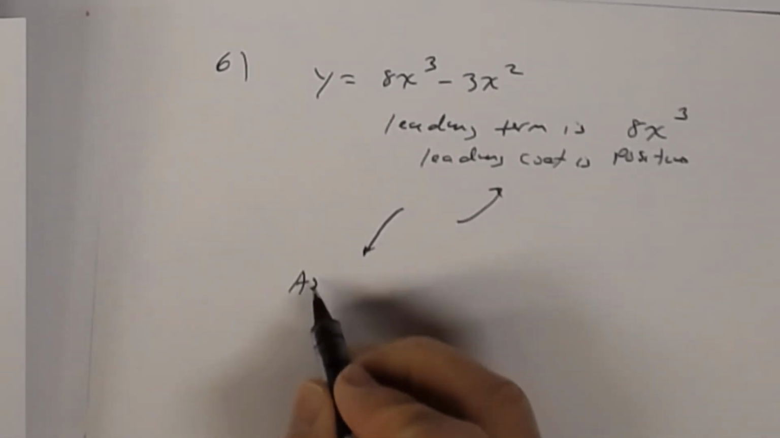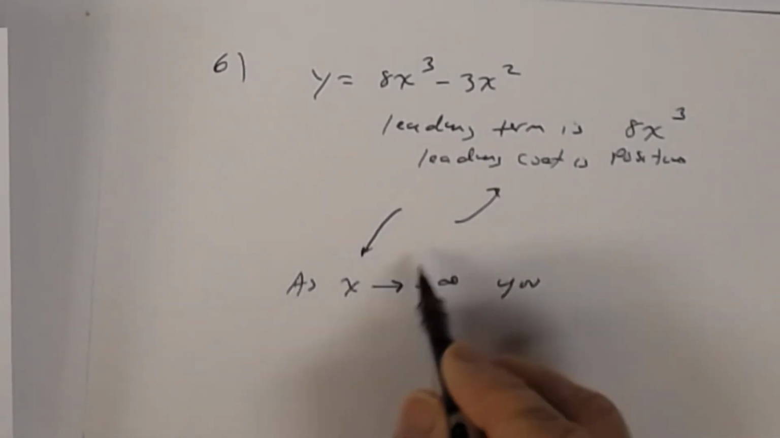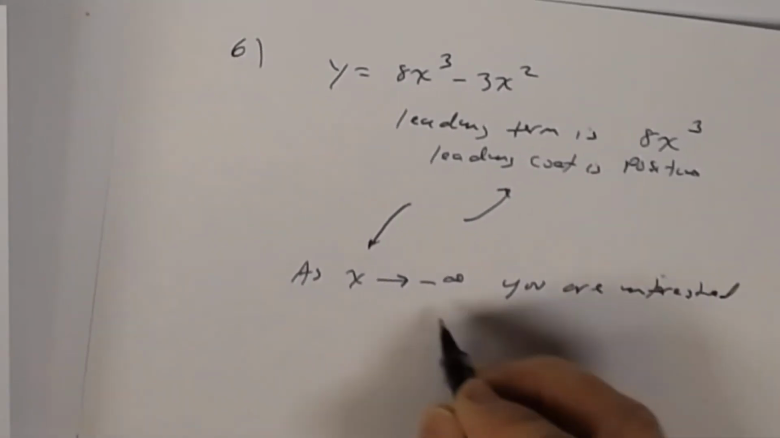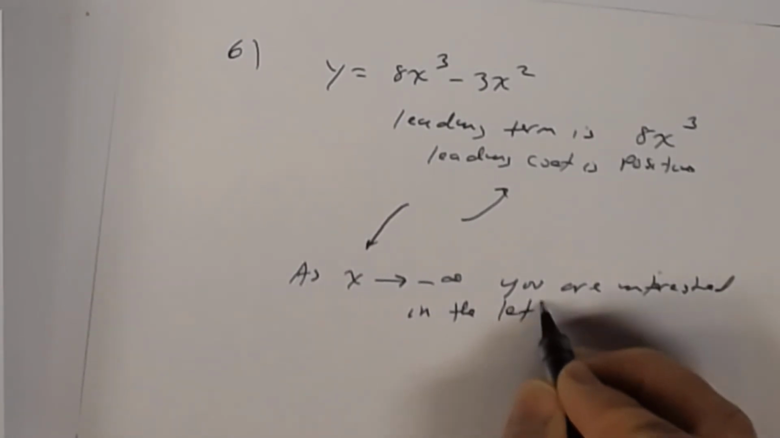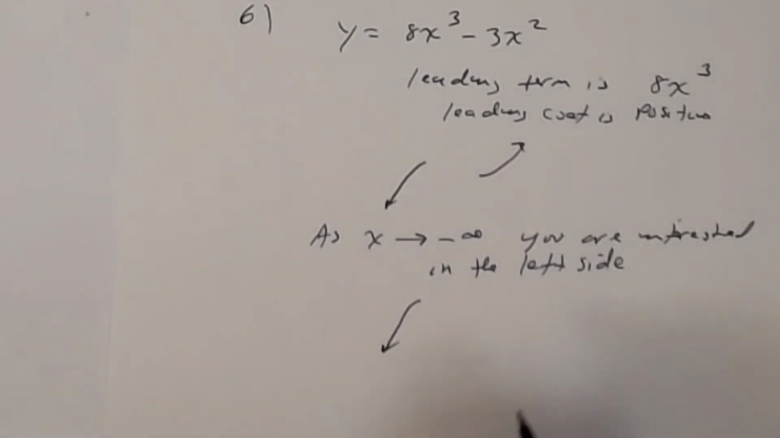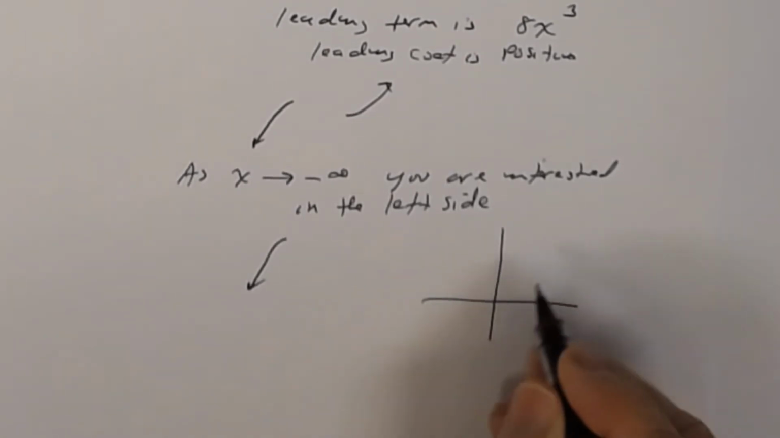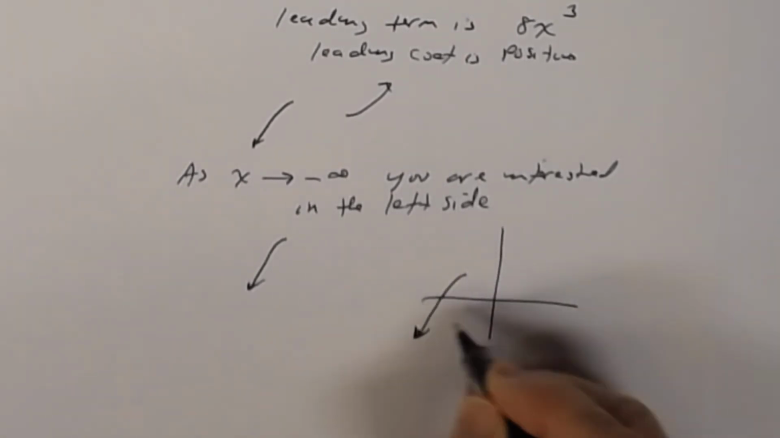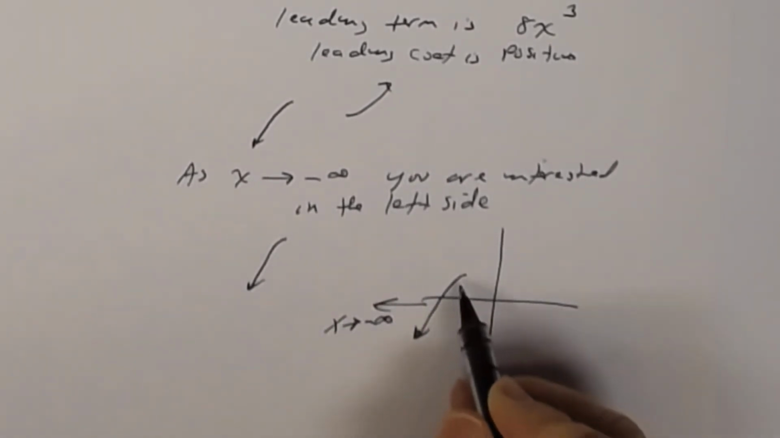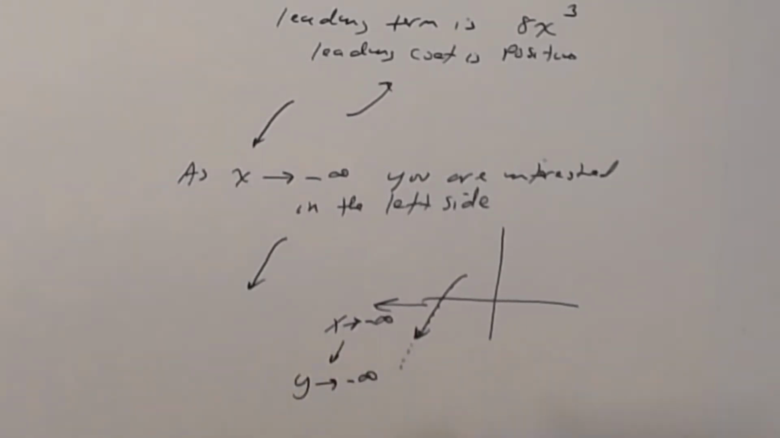Now, as x approaches negative infinity, what that means is you're interested in the left side. So that's this one. If you look at this in terms of an xy axis, whatever the graph looks like, on the left side we know it does this. So as x approaches negative infinity, your y values are getting smaller and smaller and smaller. This means that y is approaching negative infinity.